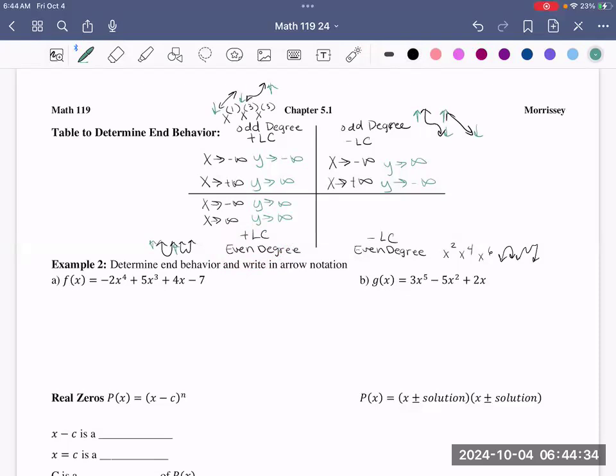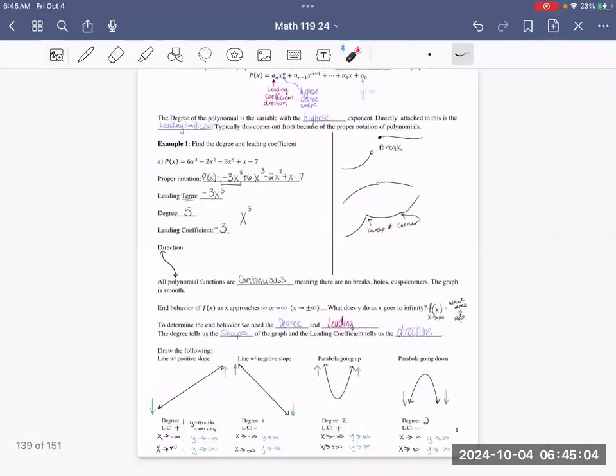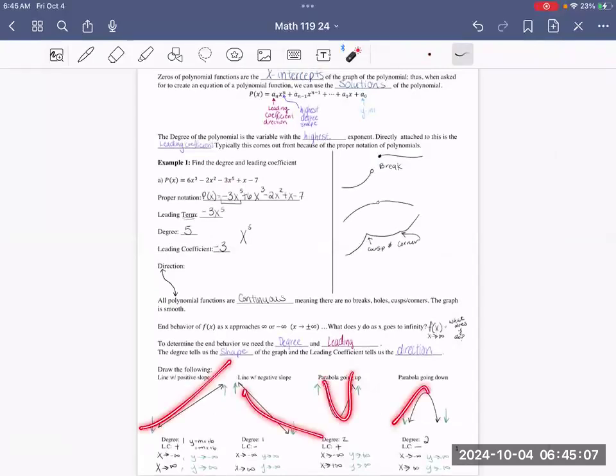What was the pattern? Well, we said when it's an even degree, the direction is both the exact same direction, whereas the odd degrees are going in opposite directions. So your y values here should go in the same direction. Now, if it's a negative leading coefficient, that means it is flipped downwards. So again, these directions, they're all going down. So y goes to negative infinity for both. Now, if this chart helps, that's great. But just think about it. What would you do if it was a line or a parabola? Things that we've done before.